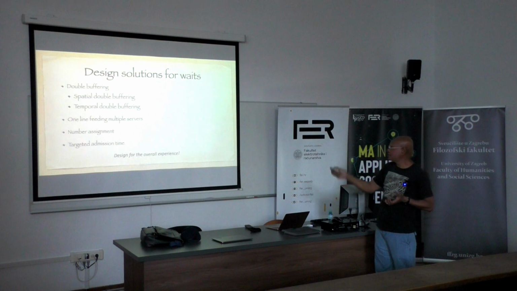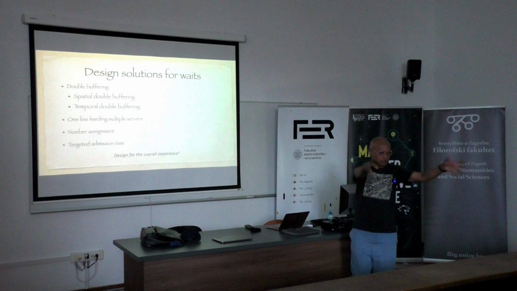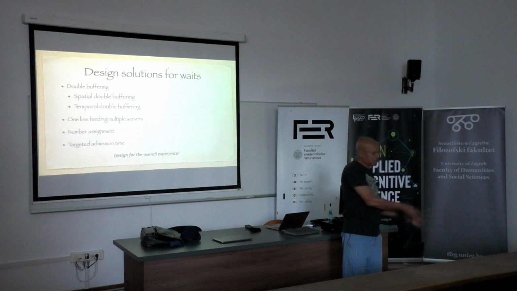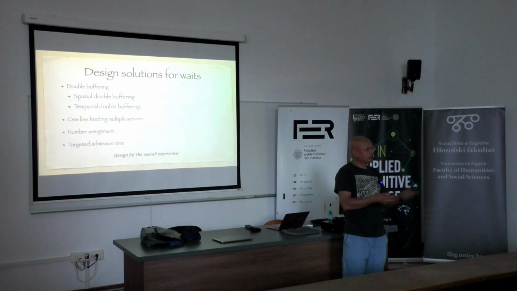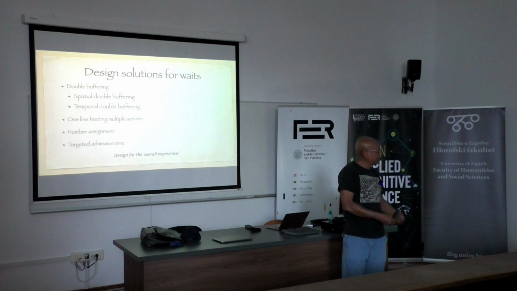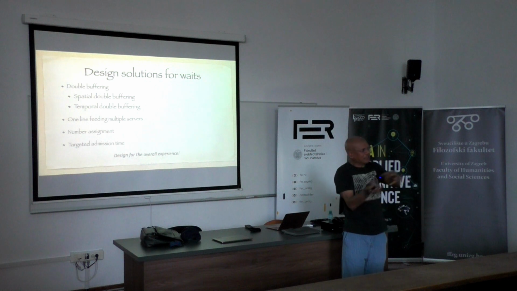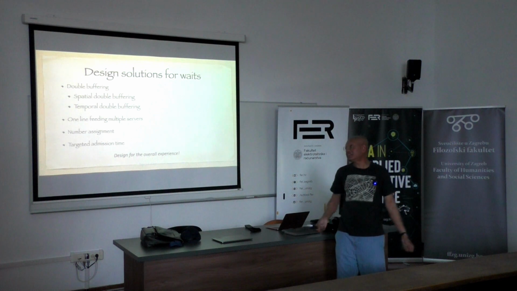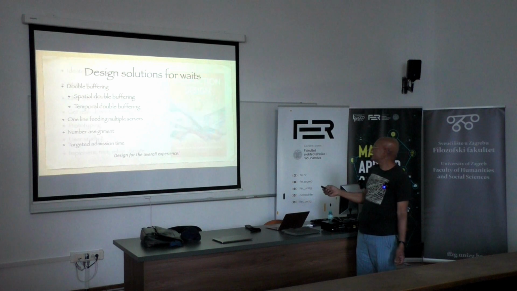You have probably seen that sometimes they use spatial double buffering. There are two lines and the person serves here and there. This is especially in cafeterias, because people take time to count their change, I don't know if you do it in your Mensa. This is efficient: they serve this person, and while that person is getting out, they serve the next person, and so on. Or one line feeding multiple servers.